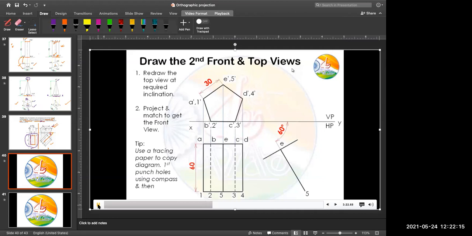Using this, we again get all the other vertex points exactly as we did in the previous step. Once you have all the vertex points and you have copied the diagram as it is at 60 degrees, the next step follows. Simply, we have rotated this drawing by an angle of 60 degrees.